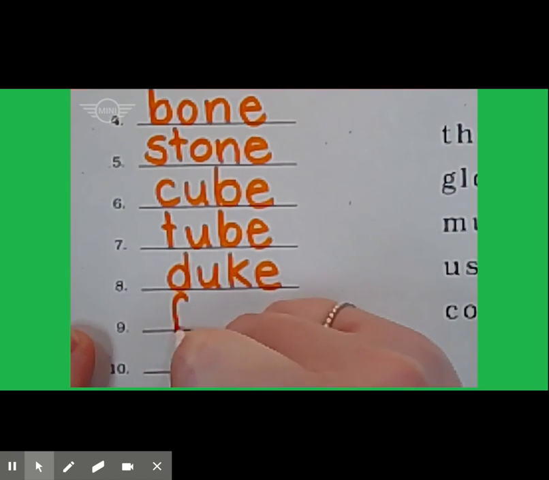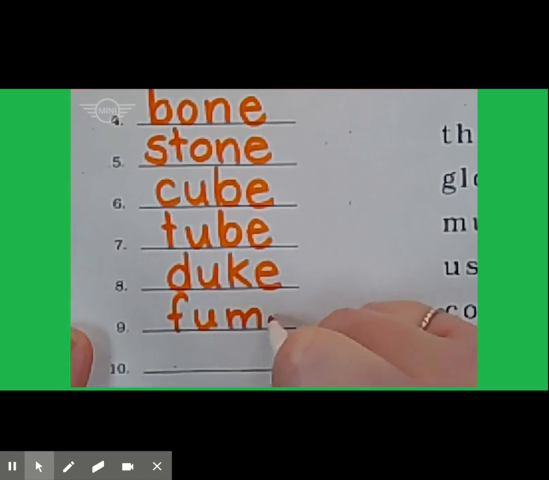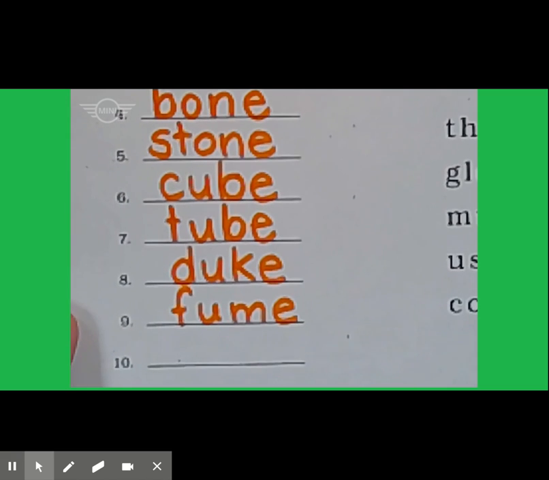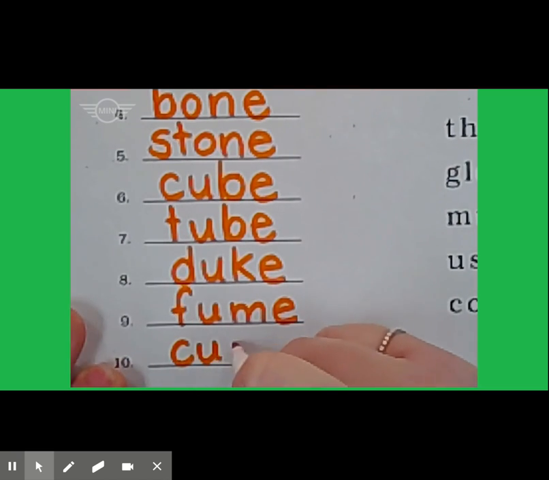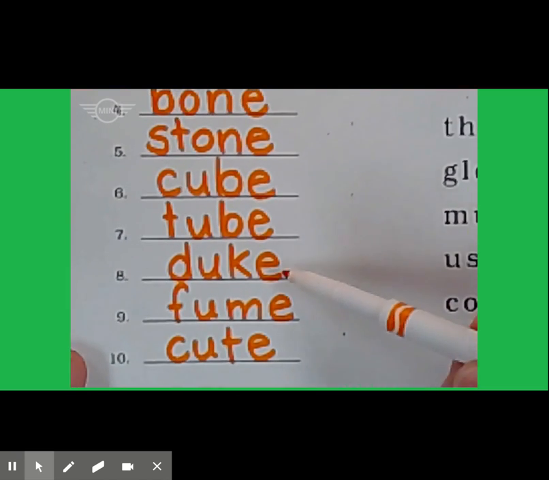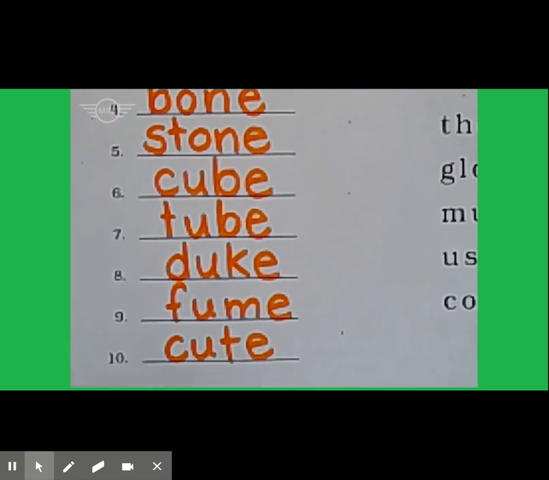Fume. Fumes are smelly things. Like in the word perfume. It says you in that word. Cute. It also says you in this word. What did it say in duke? It said ooh in duke.